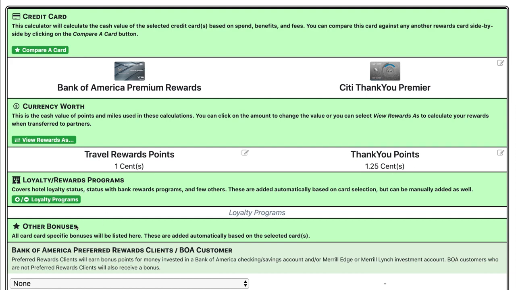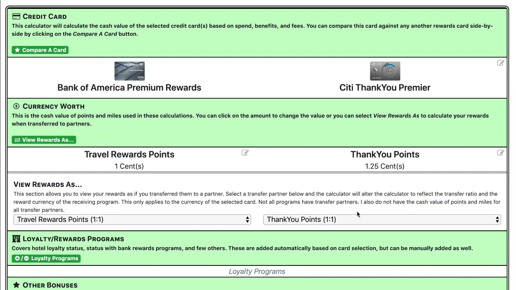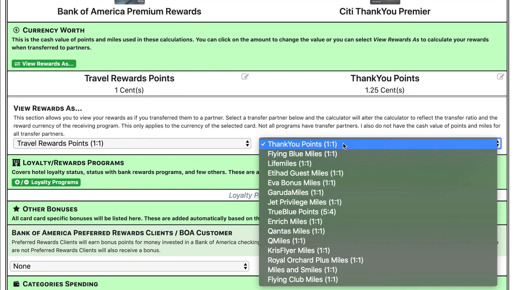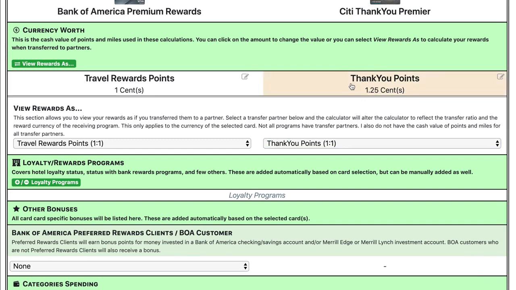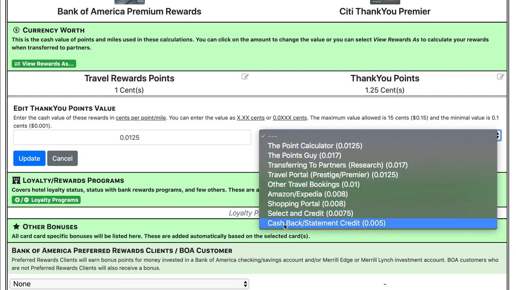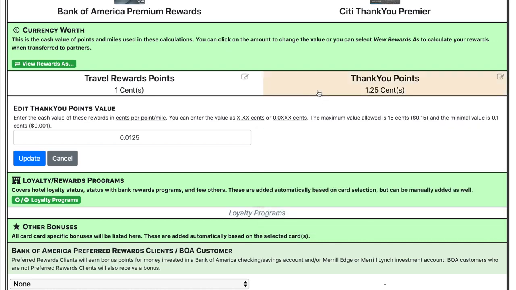In terms of loyalty rewards and bonuses, there's nothing offered by this card except for the point boost that you already see factored in the currency worth. Transfer partners: the Thank You Rewards program transfers to a significant amount of partners here. Not too bad. The only U.S. airline in here is the JetBlue TrueBlue points. The rest of these are international airlines, so that's something to keep in mind. In terms of redemptions here, besides using it on the travel portal for the 1.25 cents each, it can be used for cash back, their own personal shopping portal, Amazon, Expedia, and things of that nature.